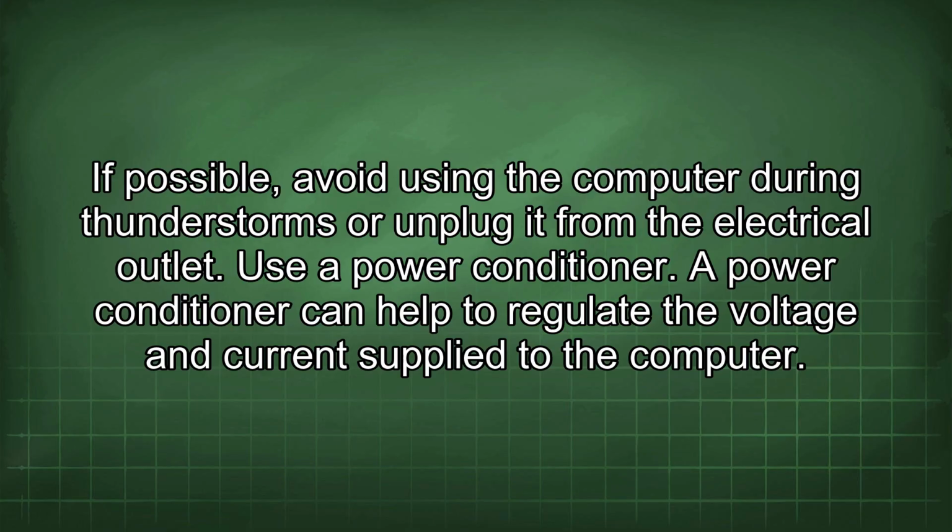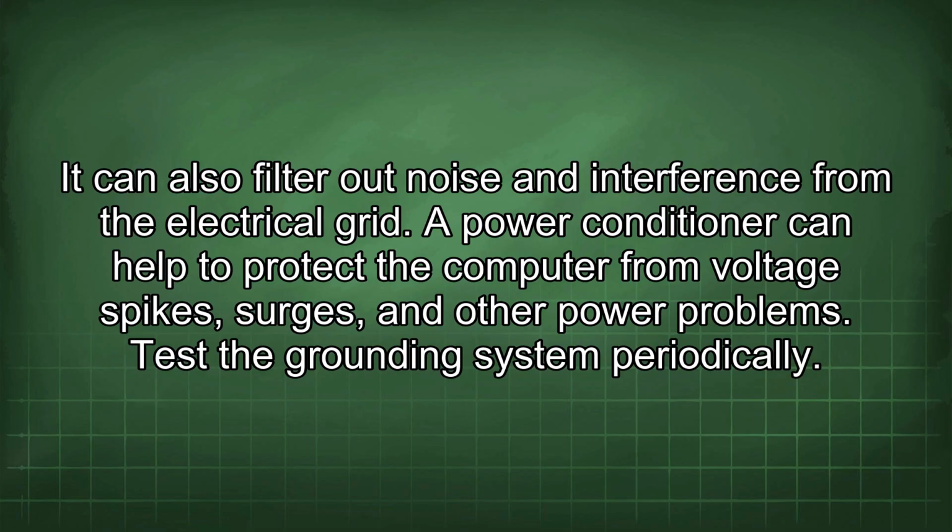Use a power conditioner. A power conditioner can help to regulate the voltage and current supply to the computer. It can also filter out noise and interference from the electrical grid. A power conditioner can help to protect the computer from voltage spikes, surges, and other power problems.